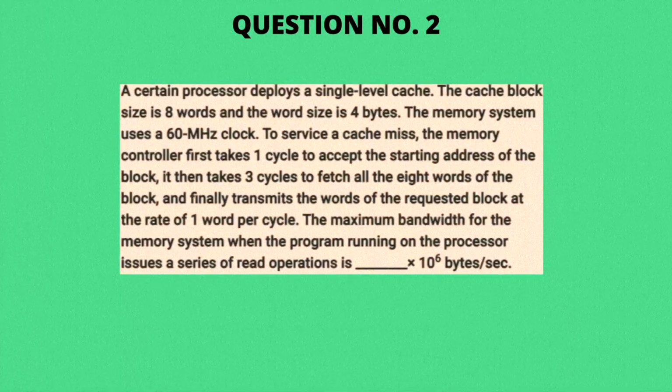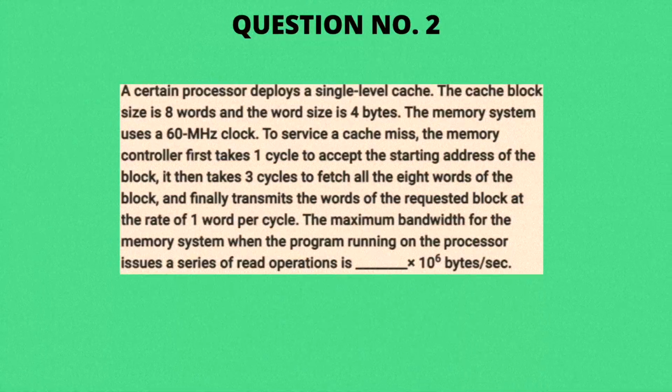And moving on to the next question, which is question number 2. This was also asked in the GATE examination of 2019. A certain processor deploys a single level cache. The cache block size is 8 words and the word size is 4 bytes.